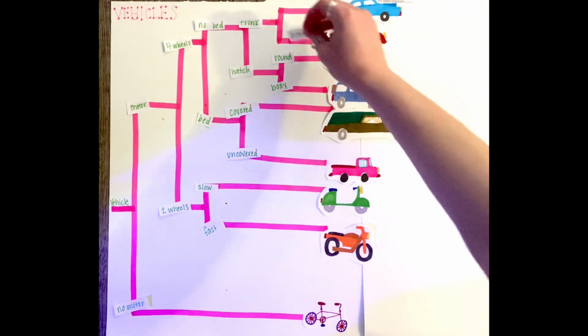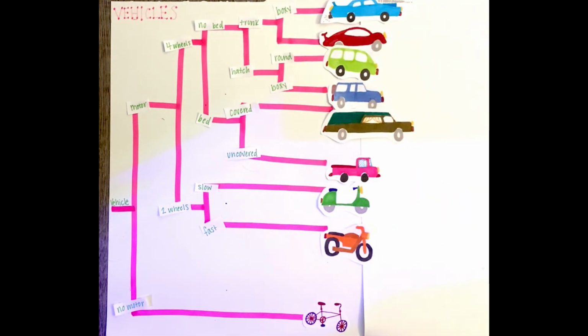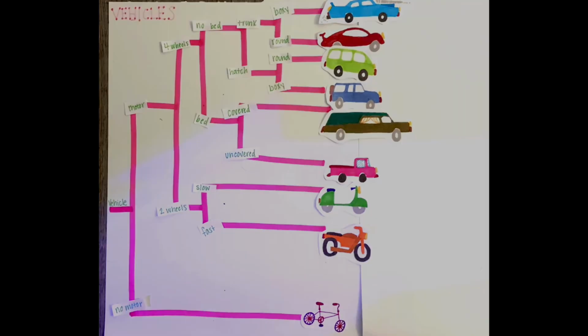Vehicles that have trunks share a most recent common ancestor that then diverges to give us boxy muscle cars and round sports cars. Thanks for watching.